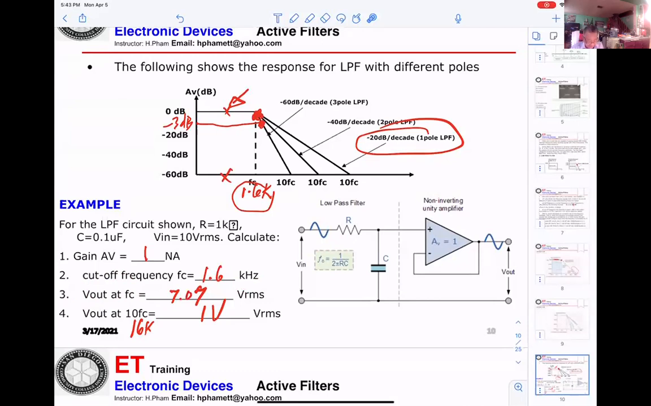That means 0.707. You take the Vout of 10 volt times 0.707, and you get 7.07 volt RMS.